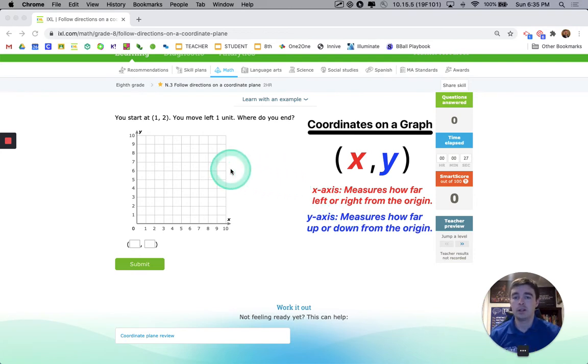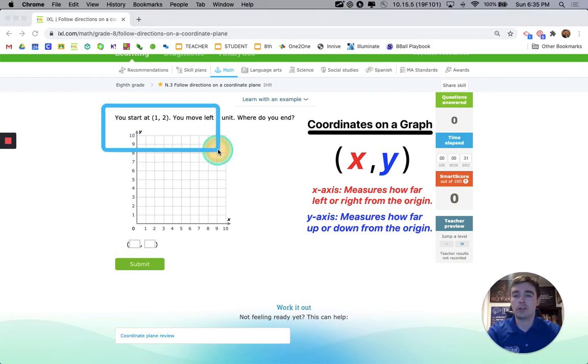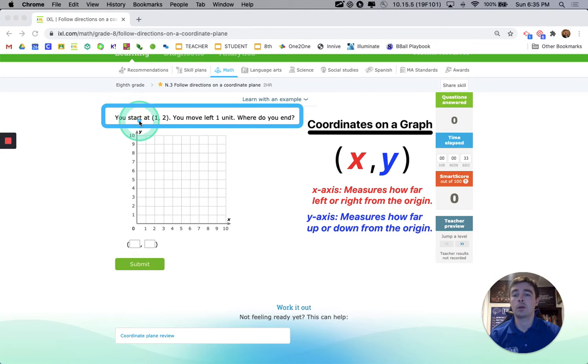Here they're going to make you follow some directions in addition to being able to plot some points. So let's go ahead and put a box in blue around the first question. It says you start at the point 1 for x and 2 for y. You move left 1 unit. Where do you end up?